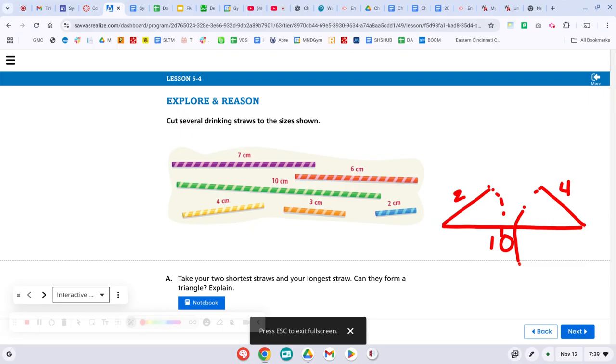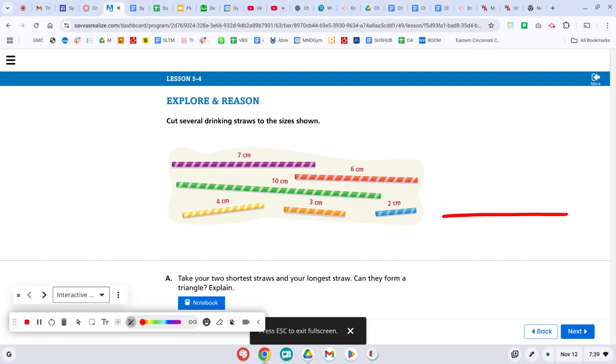However, if you wanted to make a sweet triangle and you picked 10 and 6 and 7, that would work no problem, because 6 plus 7 is more than 10. So what this is explaining to you is what's called the triangle inequality theorem, which says that in any triangle, the sum of the smaller two sides must be bigger than the third side.